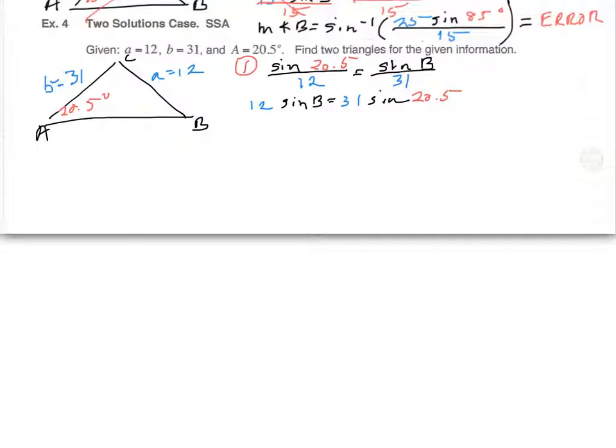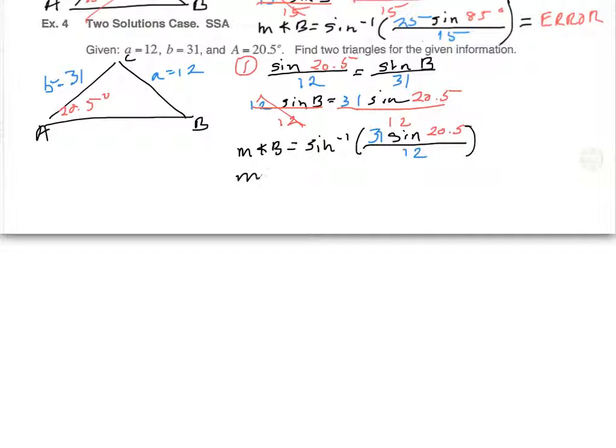To solve for sine of B, don't I divide by 12? Right? 12s cancel. And if I want the measure of angle B, because that's what I'm solving for, to get rid of that sine part of the sine of B, what are we going to use? Inverse sine of 31 times the sine of 20.5, all divided by 12.